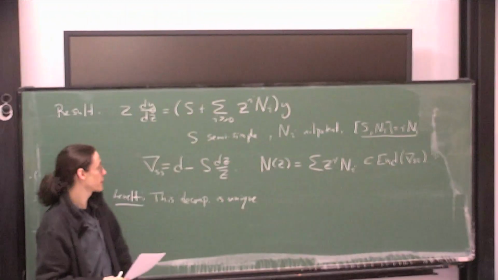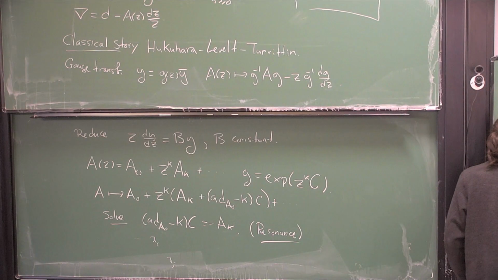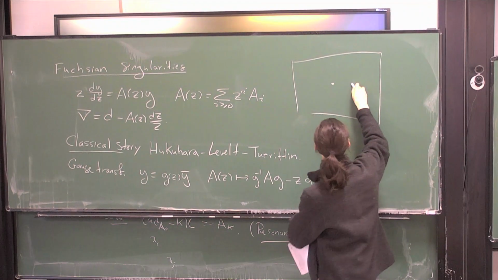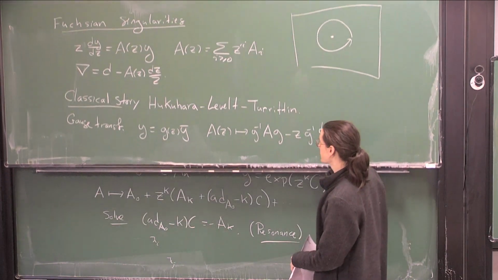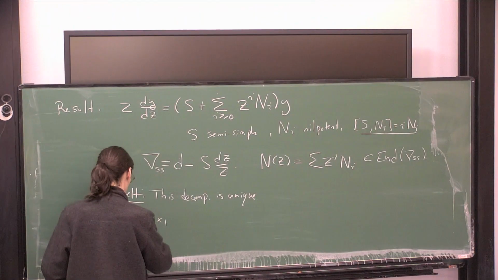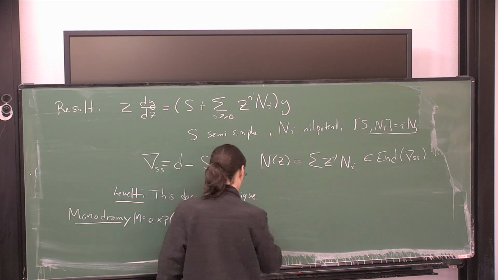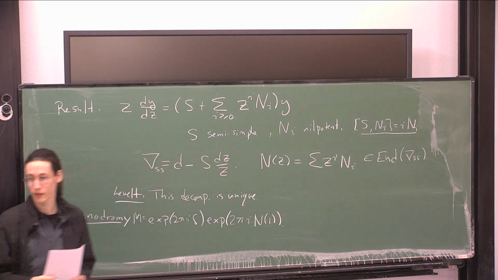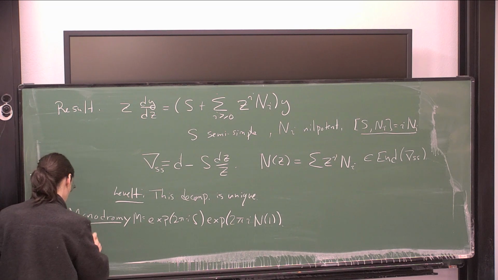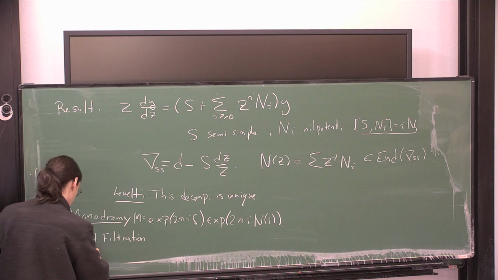One thing that you can do from this point is read off all of the invariants of the connection in a straightforward way. So you get, for example, the monodromy, I mean the parallel transport around a loop like that. It's given by just the exponential of 2 pi i S times the exponential of 2 pi i times n, evaluated at 1 if you want. And you also can read off the so-called Levelt filtration. Well, in fact, a refinement that is due to Simpson.